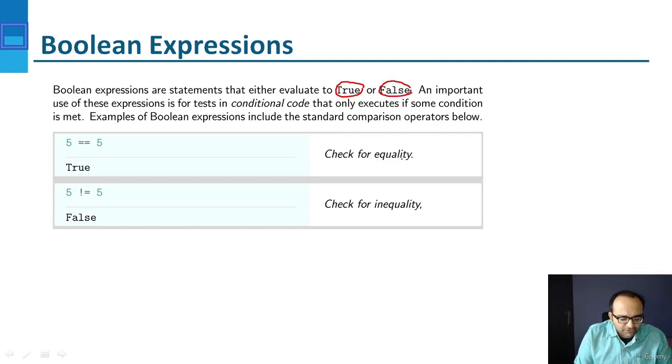So let's see some of these examples here. 5 == 5. 5 and 5 both are equal, right? So this is going to produce true. 5 != 5, condition is false. That's why it is going to produce false.